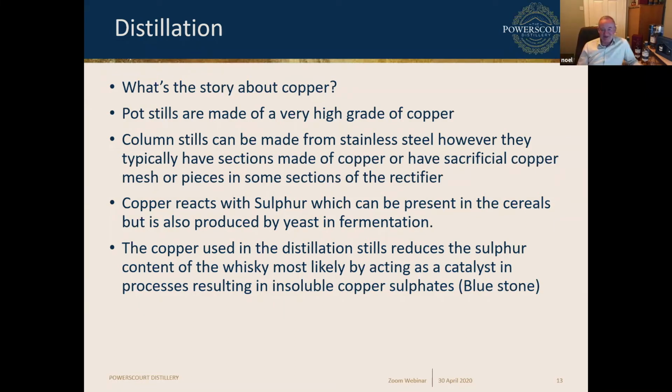We're going to talk a bit now about copper and what's the whole story about copper. So our pot stills have to be made of a very high grade copper, and typically this would be well over 99%. Column stills can be made both with copper and with stainless steel. However, typically the sections above the feed pipe on the wash still would be copper. In some cases, if you have stainless steel columns, they tend to put in what they call sacrificial copper, so that the spirit can take in the copper in solution.